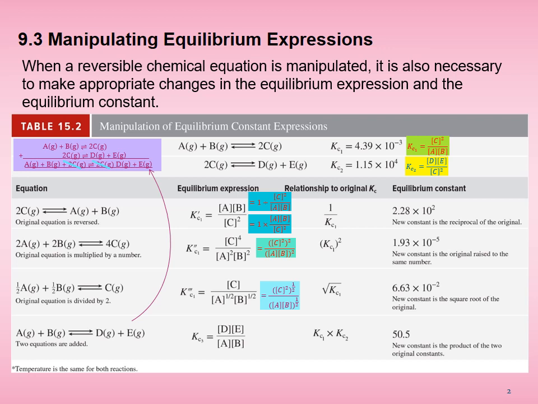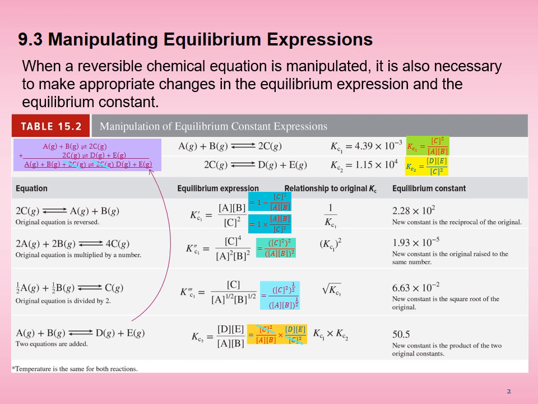Now we compare Kc1 and Kc2 with Kc3. The idea is to do something to make Kc1 and Kc2 resemble Kc3. When Kc1 and Kc2 are multiplied, the term concentration of C raised to power 2 cancels. This gives us Kc3. Let's see whether we can draw any conclusions from this exercise.